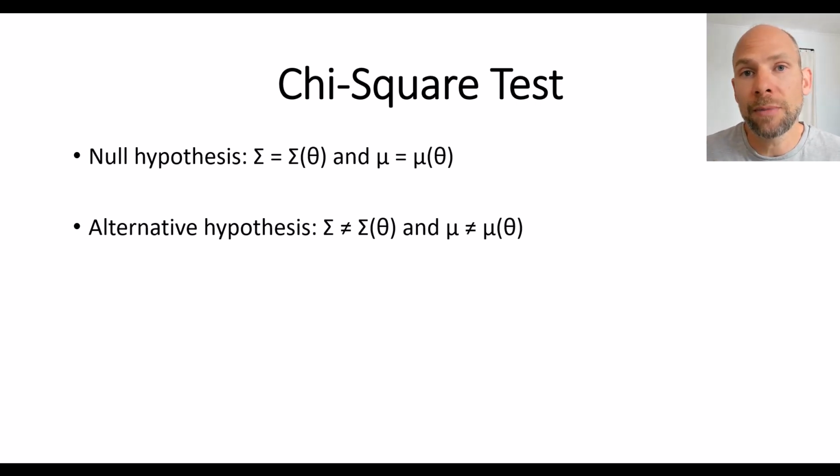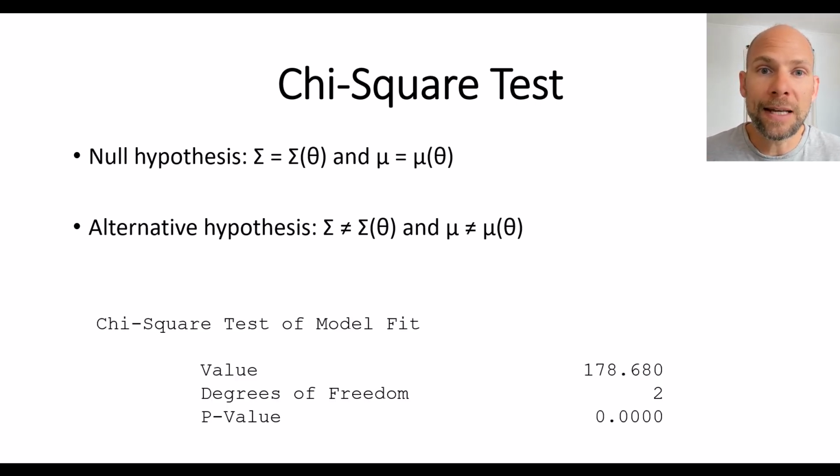Your sample covariance matrix S or your sample mean vector may not be equal to the corresponding population covariance matrix sigma and/or the population mean vector because of sampling error. And so really what this is about is whether there's a statistically significant difference between them. They don't have to match exactly. Your sample covariances don't have to be exactly equal to the model-implied covariances, but they cannot differ beyond sampling error. And so that is tested by the chi-square test of model fit, which is a significance test.